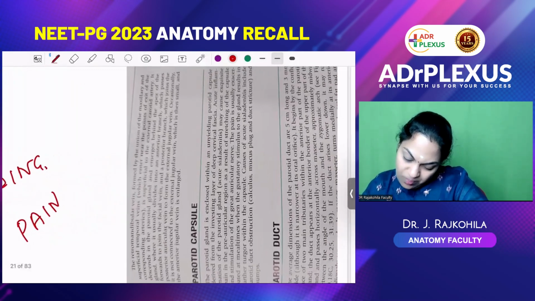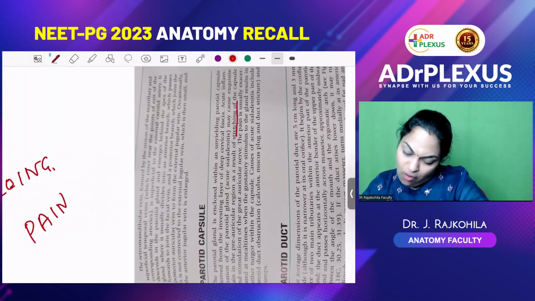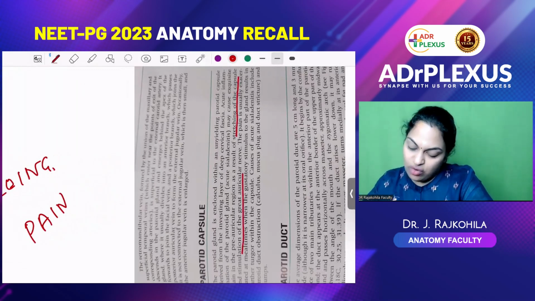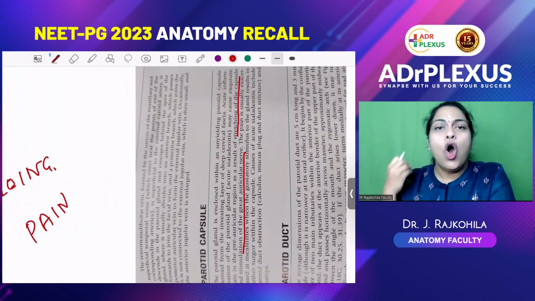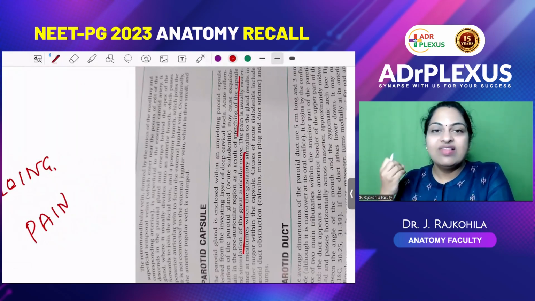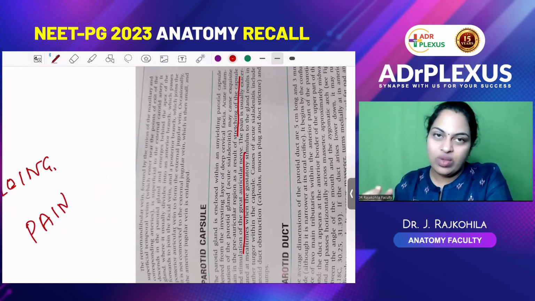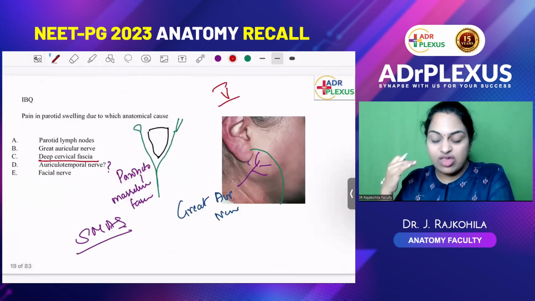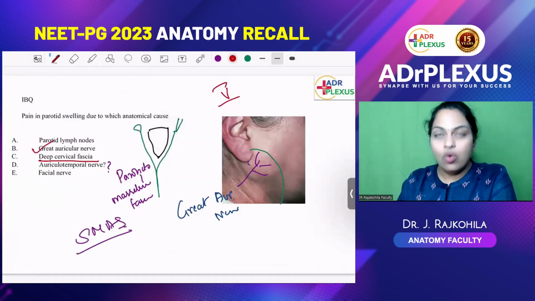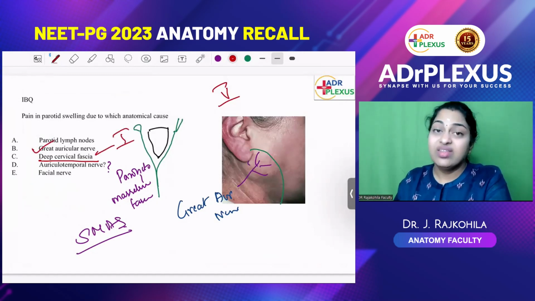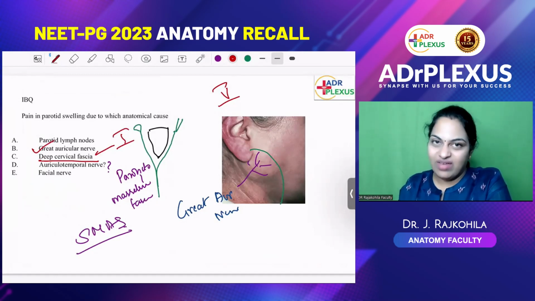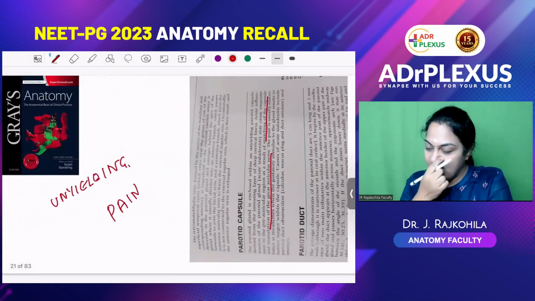I will underline it for you. Stretching of the capsule and stimulation of the great auricular nerve. So even Gray's has mentioned stretching of the parotid capsule, that is the investing layer of the deep cervical fascia or the parotidomasseteric fascia, as the first cause of pain in case of a parotid swelling. And then comes the great auricular nerve. So if the deep cervical fascia was not given, it is right for you to go with great auricular nerve. But if both options are given, then the first preference, with reference from Gray's Anatomy, is deep cervical fascia.